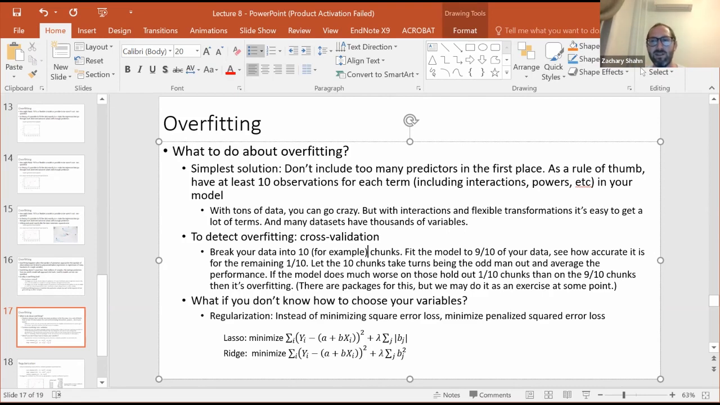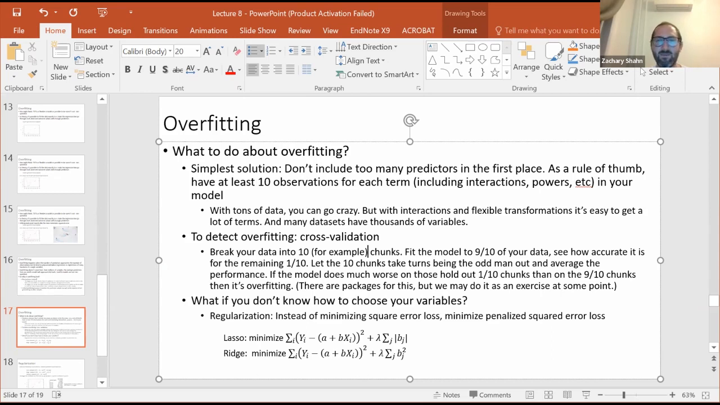And cross-validation is a way to assess how poorly. It splits your data into a bunch of chunks, for example, 10. It would fit the model to 9/10 and hold out 1/10 for evaluation, and you see how accurate it is for that remaining 1/10. Then you take turns with the data chunks, letting each be the one that you hold out while you fit the model to the other 9/10. Then you take the average of how well it does on each of those 1/10 chunks when it's its turn to be the holdout.